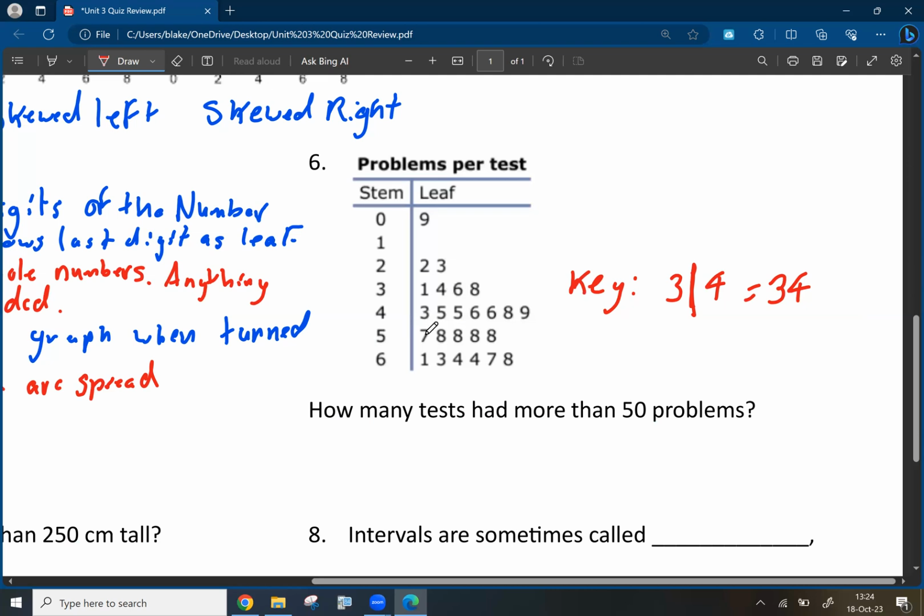So 7 is 57. How many tests had more than 50 problems? Well, 57, that's 1. 58, that's 2. Another 58, that's 3. Another 58, that's 4. Another 58, that's 5. Then we have 6, 7, 8, 9, 10, and 11, which is the 61, the 63, the 64, 64 again, 67, and 68. So these numbers right here, all 11 of them, all have more than 50. So the answer is 11.